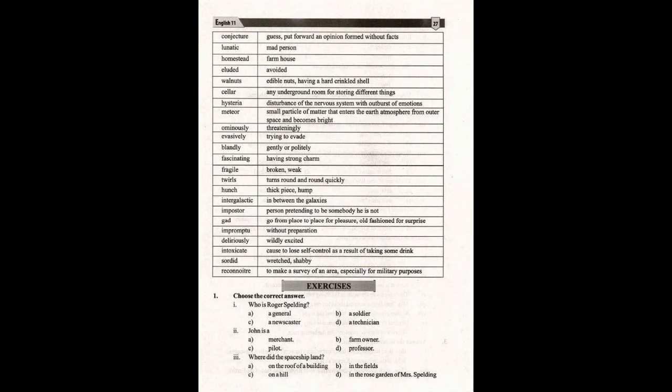Statement number 3. Where did the spaceship land? Uska jo khalai jahaz tha wo kahan land kiya, kahan utra? Number A, on the roof of a building, in the fields, on a hill, in the rose garden of Mrs. Spelding. D option is correct. In the rose garden, bagiche mein. Mrs. Spelding ke bagiche mein land kiya tha. So option D is correct. Please encircle the correct options.